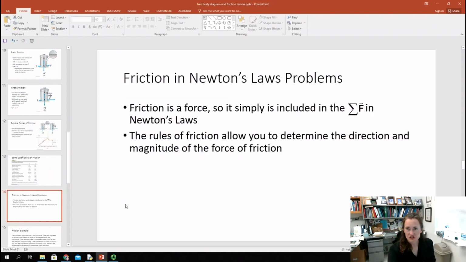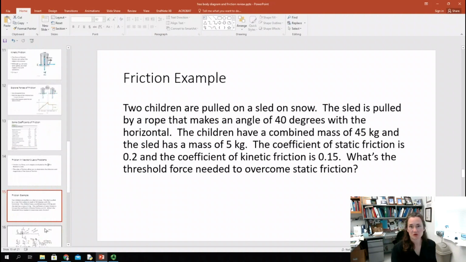So since friction is just a force, just like any other force, you draw it on your free body diagrams and you include it in your sum of the forces equations when you do your Newton's law problems. Okay? Let's do an example problem with that.